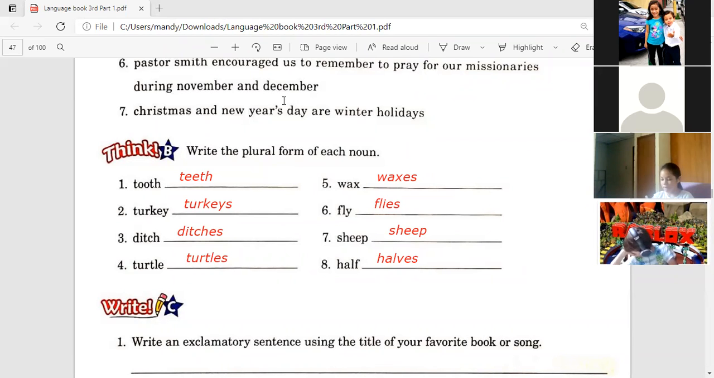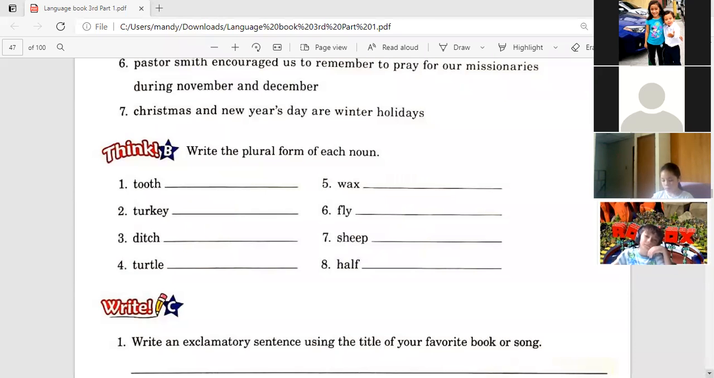So let's see. I give you some seconds, okay, for checking the answers. Okay, you finished, you did it. Excellent. Okay, excellent. Okay, let me clear this part and we continue.